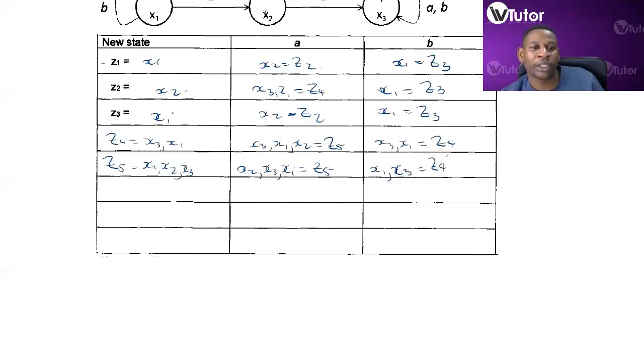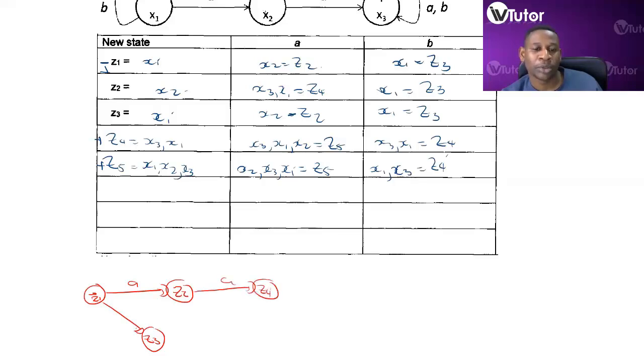Identify the initial state. This is the initial state, and also a final state. The final state, anything with X3 is a final state. So as you draw the finite automata, we're going to have initial Z1 with an A, you go to Z2, with a B, you go to Z3. Z2 with an A, you go to Z4. With a B, you go to Z3.